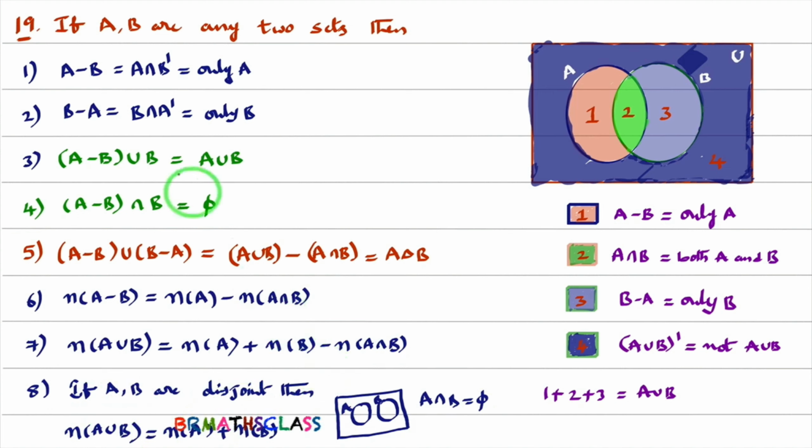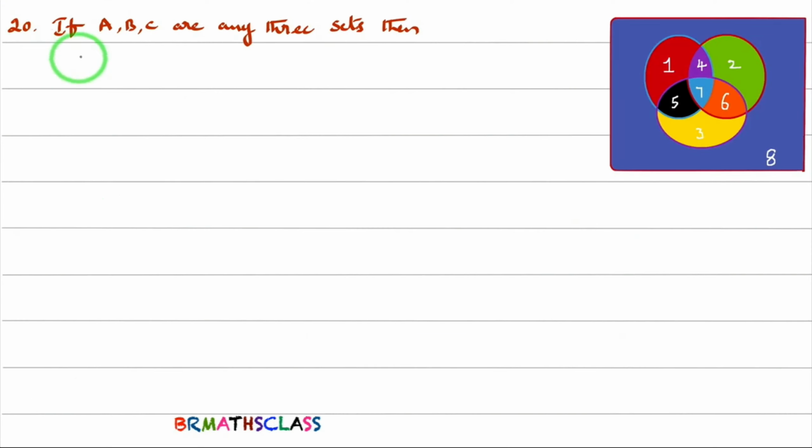You observe in this 19th synopsis, we learned the relation between the sets. By using a Venn diagram, we can easily understand all these things. I considered two sets A, B. Now, in the 20th synopsis, we will learn the relation between the sets when three sets are given. If A, B, C are any three sets, then the relation between these sets.